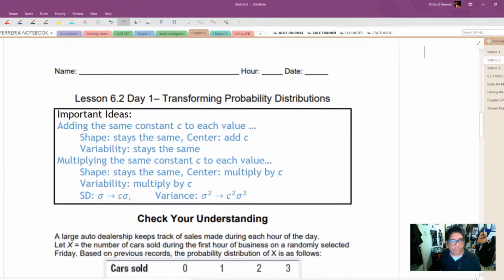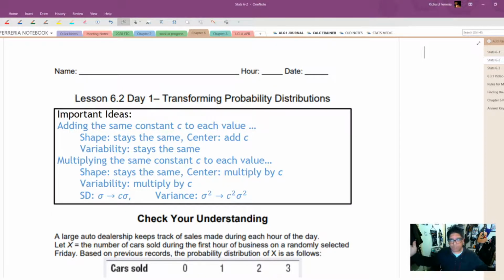Now, what about our important ideas? If we add a constant c to every value, the shape is going to stay the same, which is why the variability stays the same, incidentally. And the center shifts by c. You're going to add that same value c to the old center. So if you add $10 to everyone's wage, the new mean is going to be the old mean plus 10 as well.